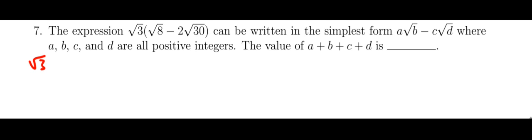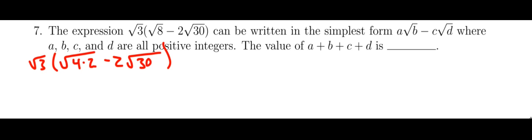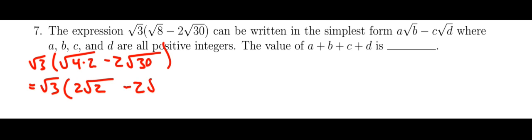But before I do that, actually, what I want to do here is simplify as much as I can. So that root 8 there, when I see that root 8, I've got that 4 times 2. But the root 30 I really can't do anything with. There are no factors of 30 that are nice perfect squares, so I just have to leave it like that. And so this becomes the square root of 3 multiplied by, well, I can take the square root of 4 and pull it out, so I'm going to get 2. There's still a root 2 there. And then minus 2 root 30.